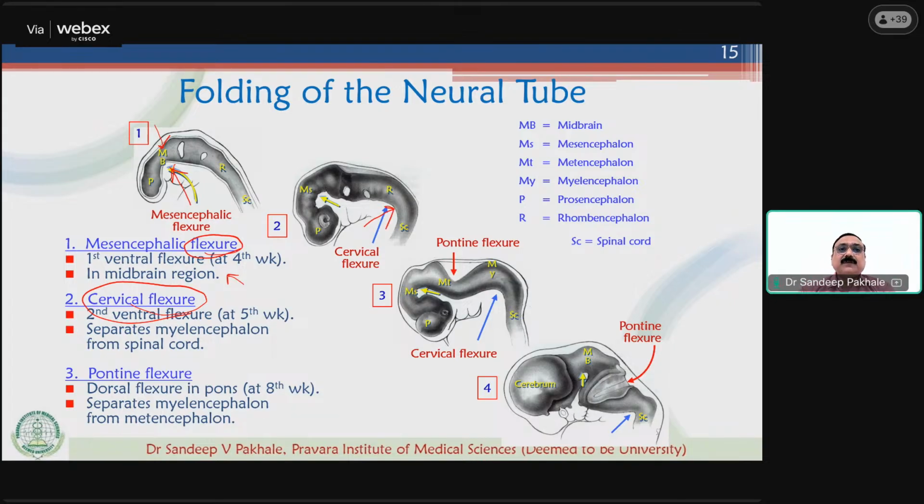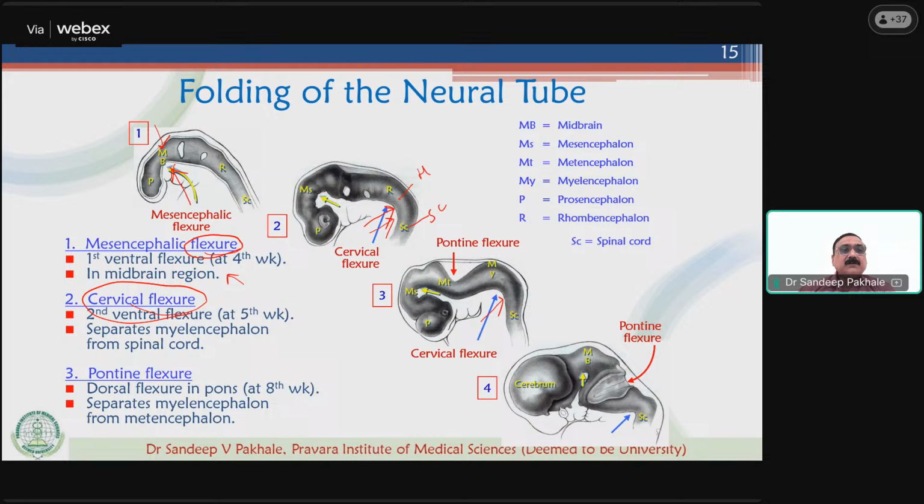This appears around the fifth week of intrauterine life at the junction of hindbrain and spinal cord. So this is the spinal cord and this is the hindbrain part. At that level, the cervical flexure is formed, which is also concave ventrally. This also bends ventrally and helps to demarcate the myelencephalon from the spinal cord. However, it gradually reduces and disappears as development proceeds. So you can see, to begin with it is there, and slowly it is reducing.